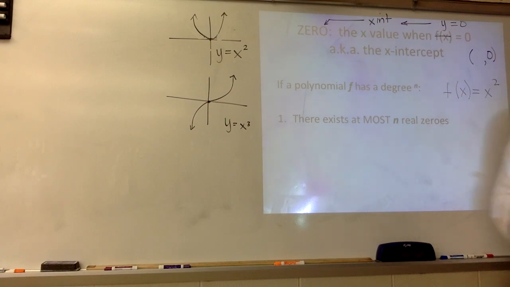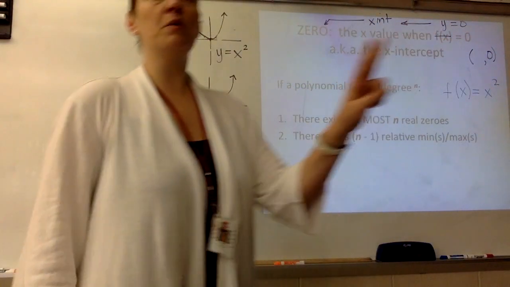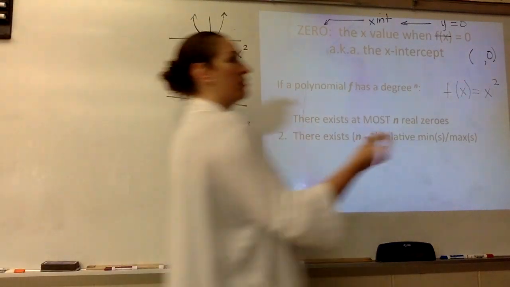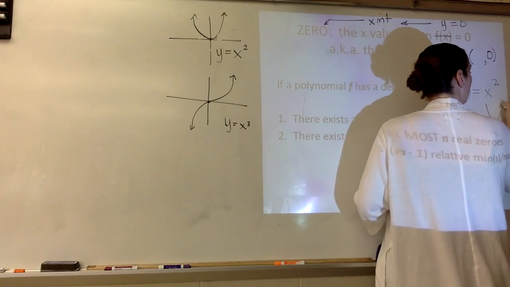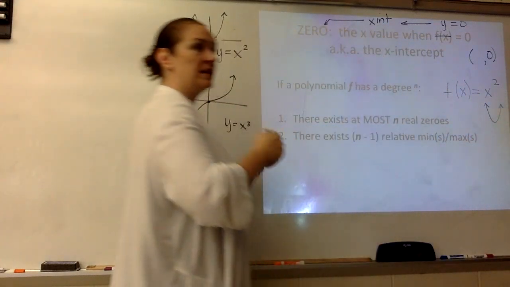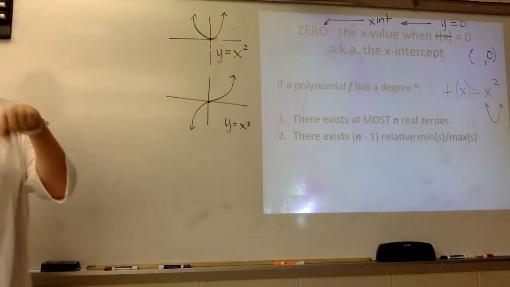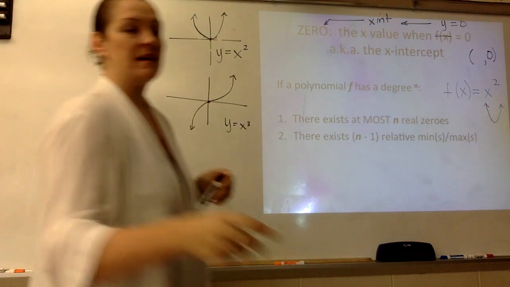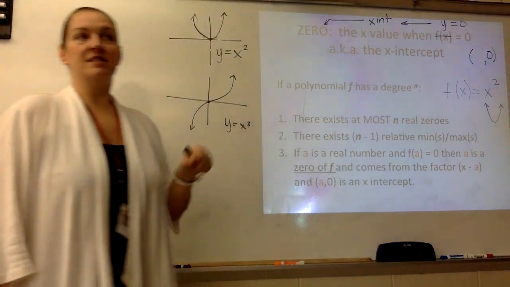The other thing that we know is that if there are 2 of them, there's 1 less maximum or minimum. Think about the graph of x squared. If I have 2 endpoints, then I can only have 1 minimum or 1 maximum, depending on if it opens up or down. So it's always one less. And then we get this definition.